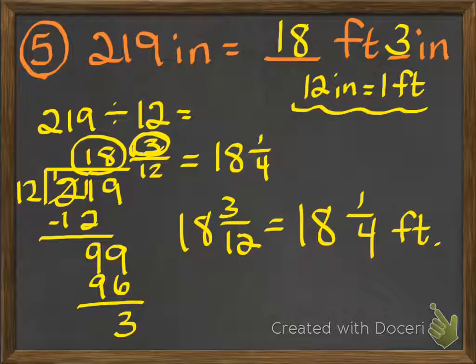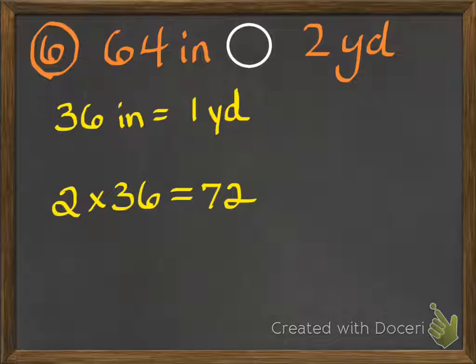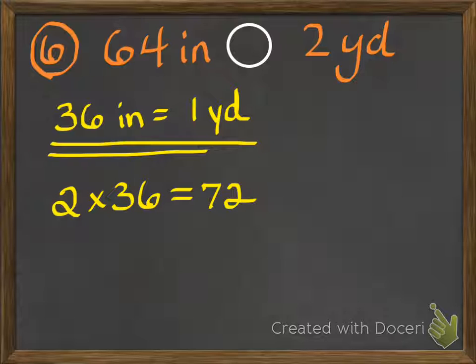Okay? Number 6. You're going to compare 64 inches and 2 yards. Is it 64 inches less than 2 yards, greater than 2 yards, or equal to 2 yards? Okay, you have to remember that there are 36 inches in 1 yard. So I went from a larger unit, yard, to inches, and when I go from yard to inches, I have to multiply. So I'm going to multiply by that 36.